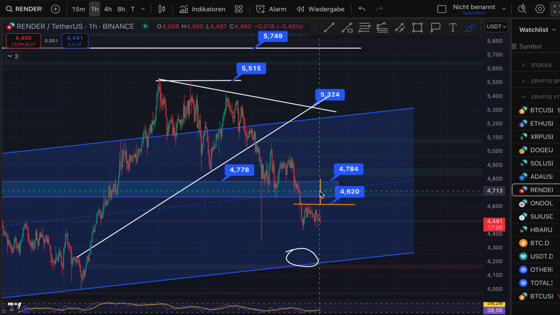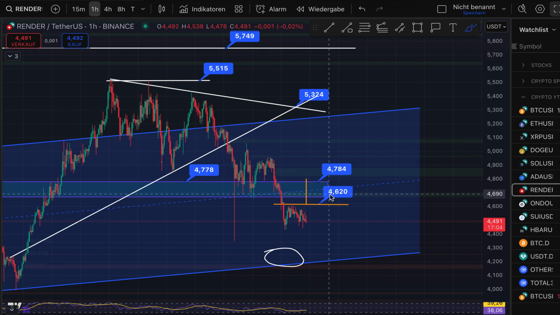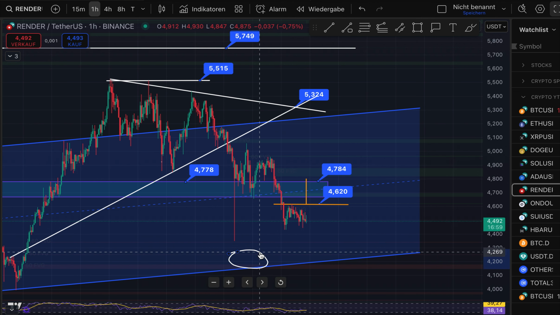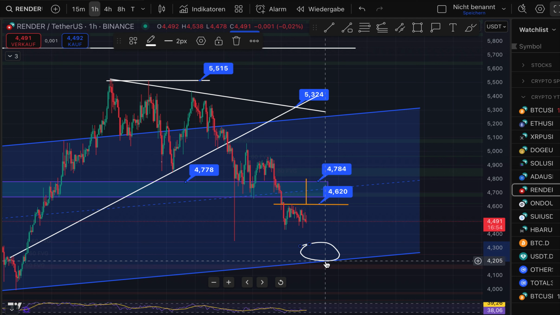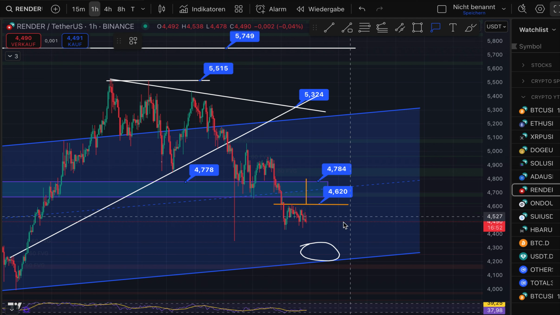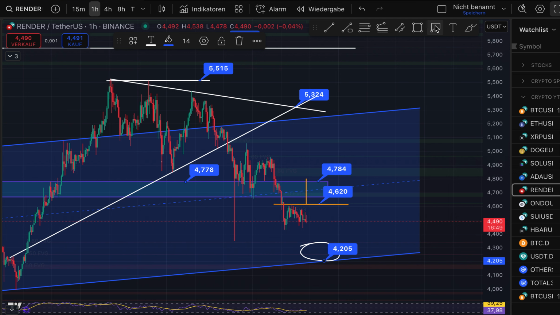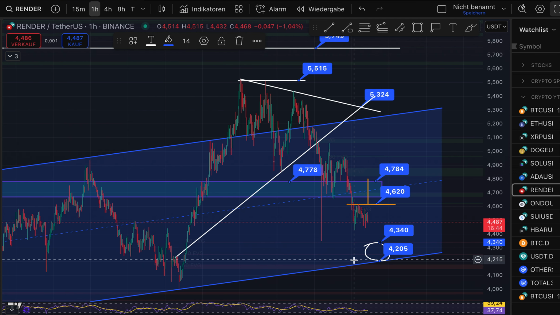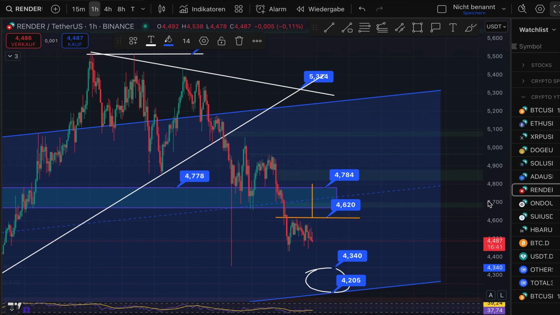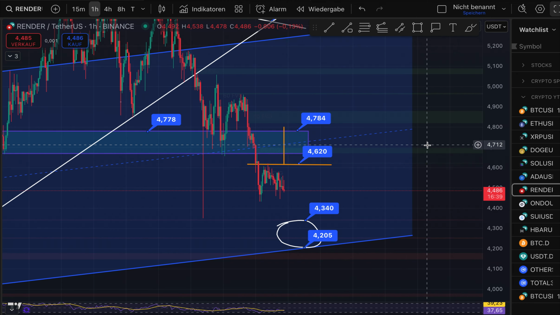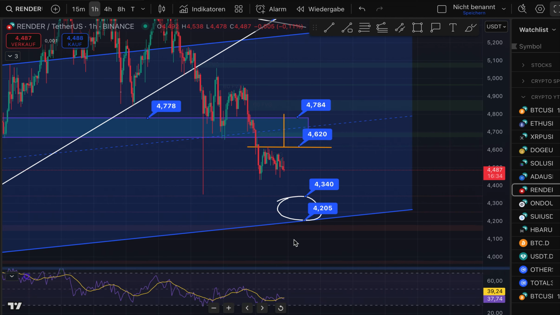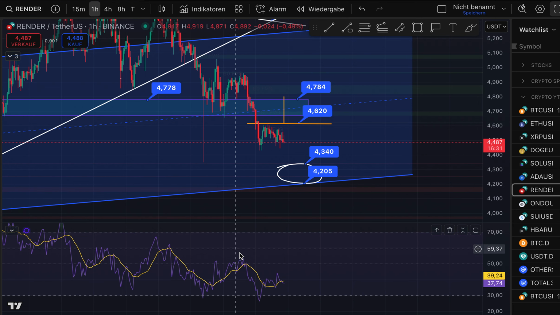So what I think is, as long as we don't get over the $4.62, we can still get into that circle. But since this here is an uptrend line, the circle is going to move more to the upside. So currently $4.20, I will also put a price mark here, to $4.34. This is going to get interesting. If we get there, I expect a bounce for Render, because we have seen a bounce in the past pretty often when we got into that trend line.